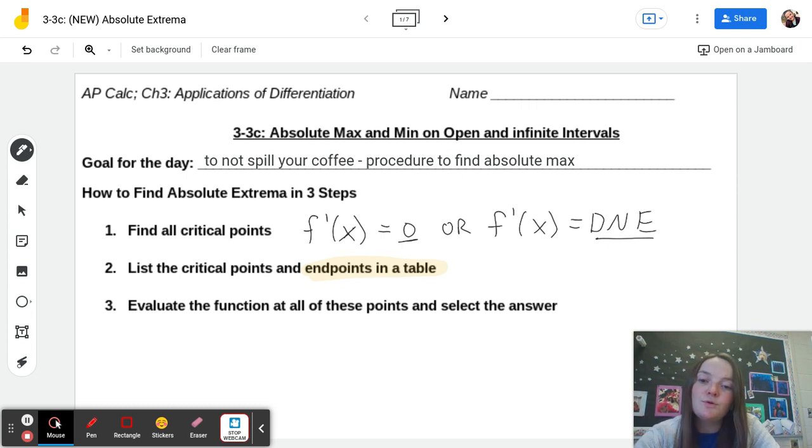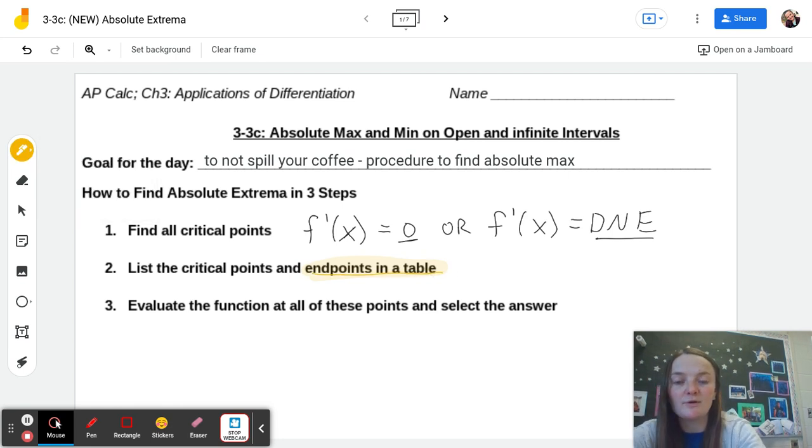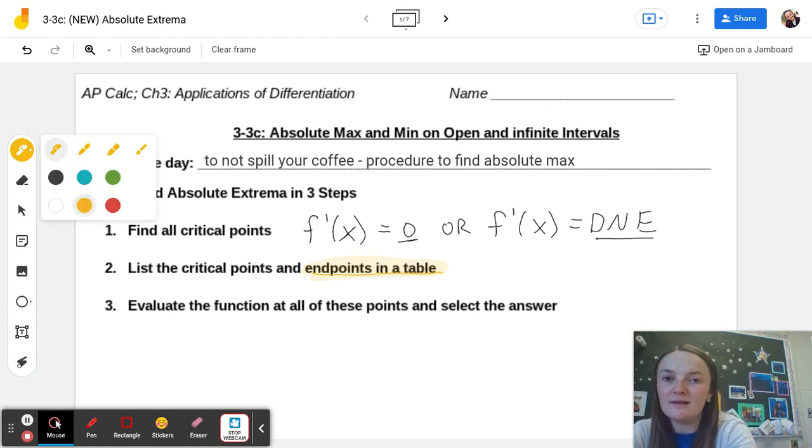Number 2, you're going to list all of the critical points and endpoints, that's very important, on a table. So very important here, endpoints count too. Last thing you're going to do is evaluate the function at all of the points and then pick the biggest one or the smallest one depending on what you're looking for. All right, let's keep on going.